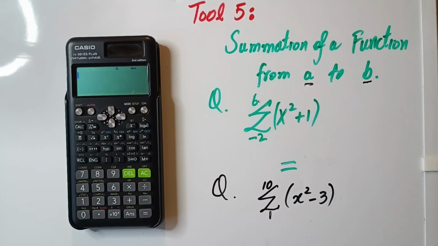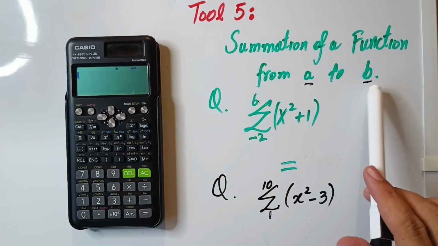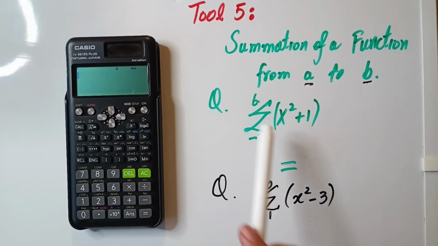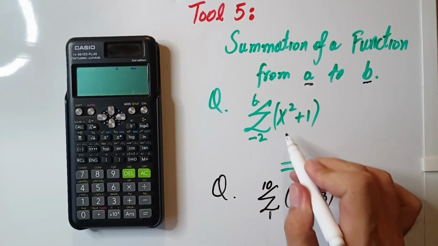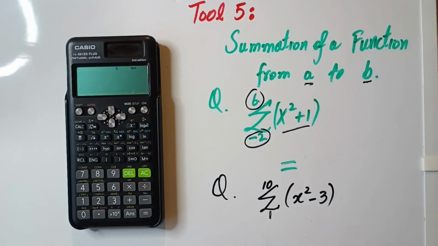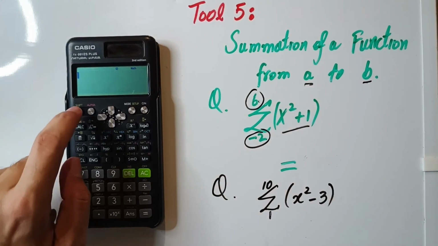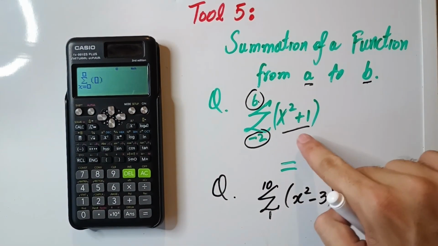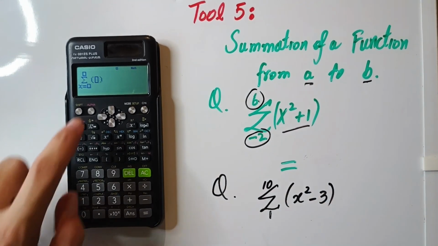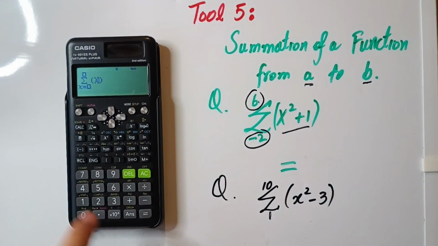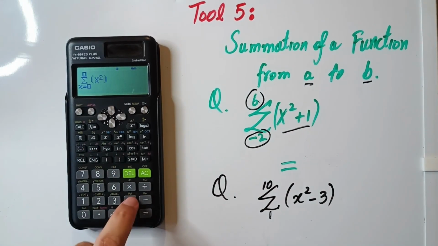Tool number 5, summation of a function from a given value a to another given value b. I have supposed a question that gives us the summation of the function x square plus 1 from the value minus 2 till value 6, and this is how we can use the calculator to do this question. Just press Shift and the log button. This will give us the summation symbol. First of all, write the function, and this is how. Press Alpha and the closing parenthesis button to write x, put a square over it, then plus 1.